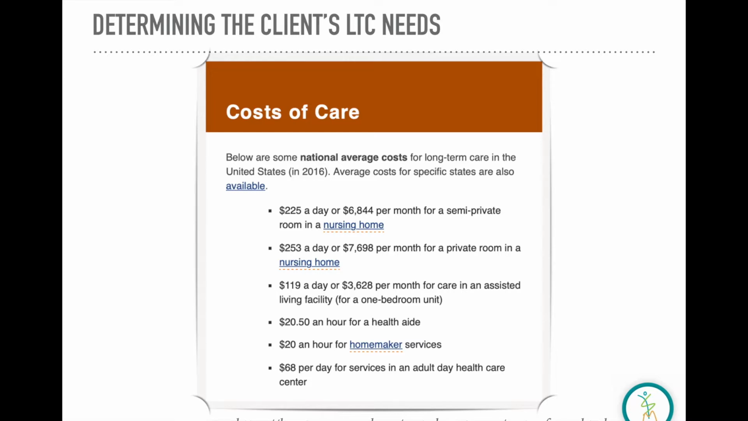And this is a national average. Some states are much more expensive than this and some states are lower. You as the advisor need to pay attention to that, because if you're quoting them at $6,800 a month and you're in a state where it costs $14,000 a month, you've just done your client a massive disservice. So this is, just as a reminder, a national average.